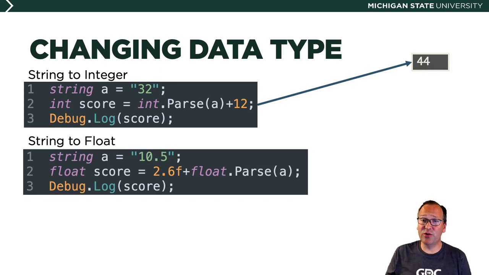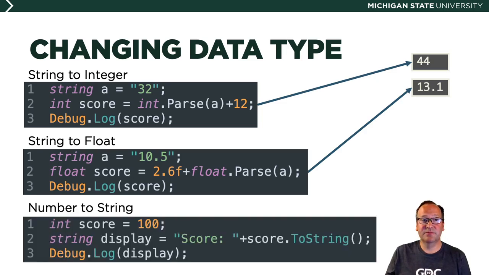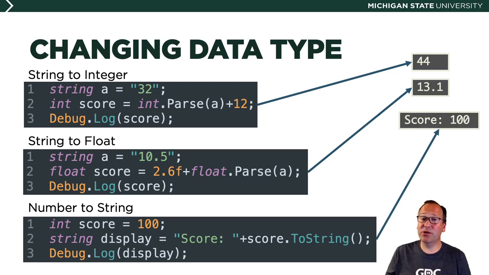If you have a string that holds a decimal number, you must convert it to a float before doing addition and storing it in a float variable, as shown here. The result of this would be 13.1 outputted to the console. And if you have an integer that you want to add to a string, you should convert it to a string before concatenating the string to the number, as shown here. The result of this would be score 100, outputted to the console.